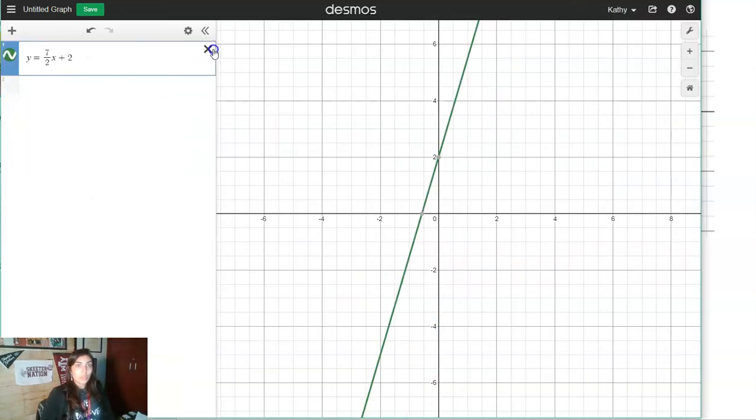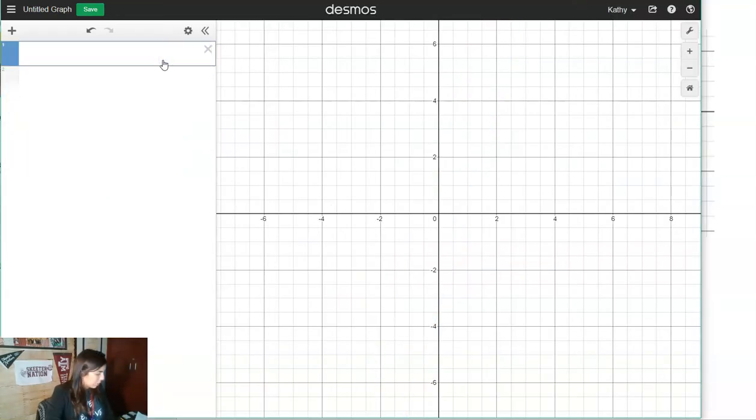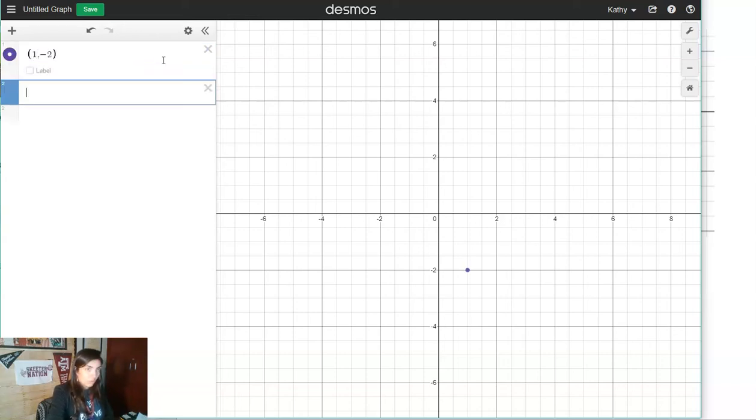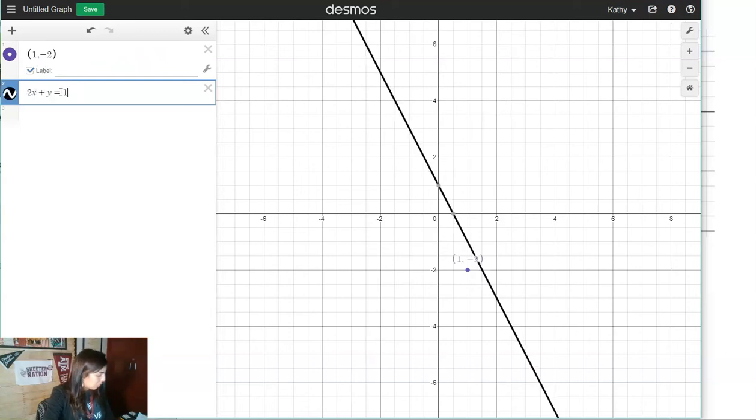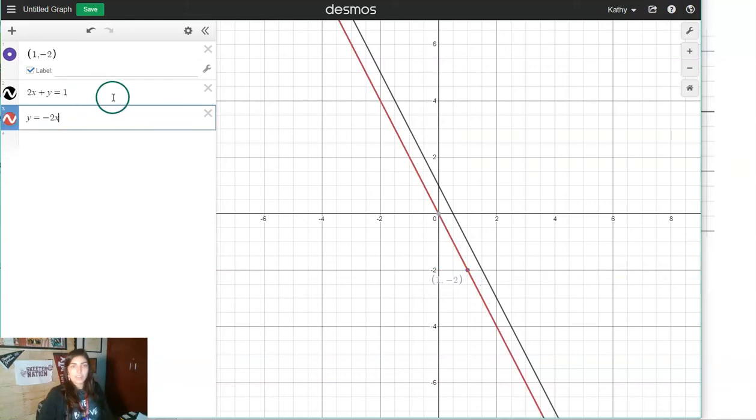Okay, so let's see. We want our line to go through the coordinate point (1, -2). Let's label it. We also want it to be parallel to 2x + y = 1. We'll go ahead and graph this in standard form just so we can make sure it looks right. And we think our line is y = -2x. Does the line that we wrote, the red one, go through the coordinate point, and is it parallel to that line? Awesome. It looks visually right, which means we did it.